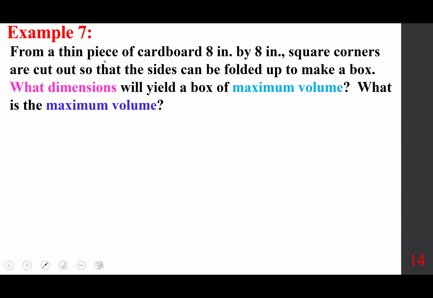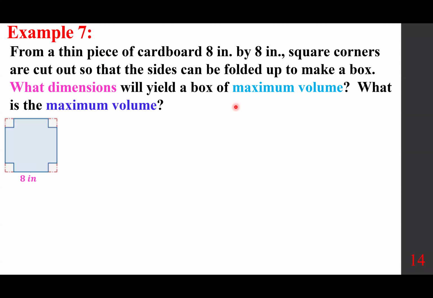Okay, from a thin piece of cardboard, 8 by 8 inches, square corners are cut. Then the sides can be folded up to make it into a box. What dimensions will yield a box of maximum volume? What is the maximum volume? Definitely, we need to draw the setting.